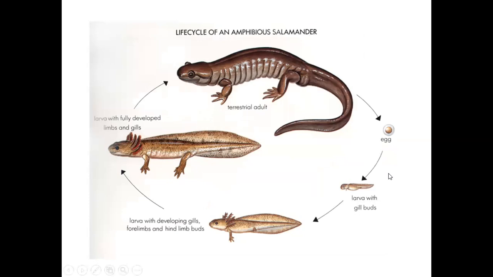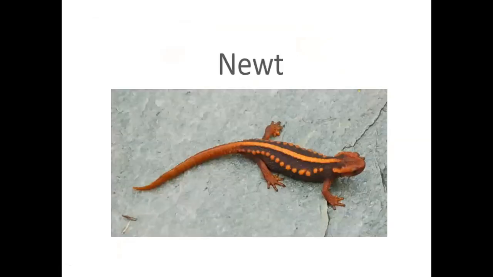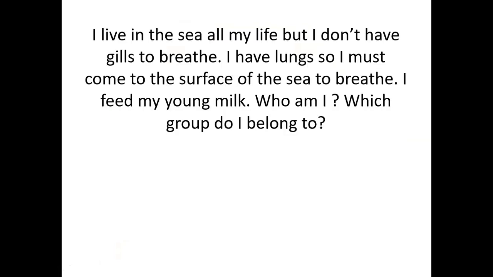They lay eggs, and then there's a larva that comes out of the egg, and this larva develops gills and the limbs that will allow it to come outside of the water, and then it's fully developed, and now it's ready to get out of the water. The newt, of course, looks very much like the salamander.